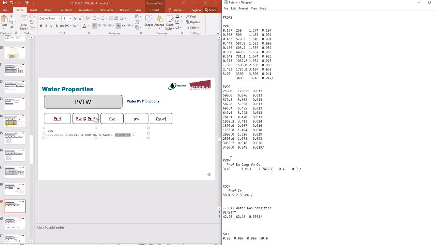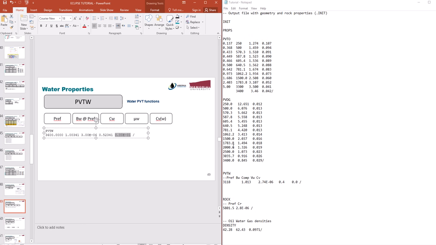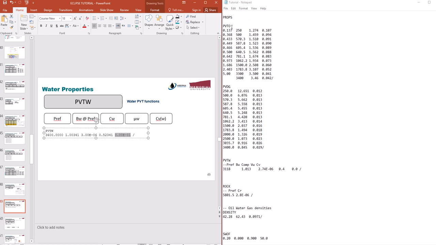So in your data file, after PVTG, write PVTW. You need to provide one reference pressure, water formation volume factor, water compressibility, water viscosity, and how viscosity is changing with pressure. And these keywords also should finish with a slash. So you provided the properties of each phase: oil phase, gas phase, and water phase.